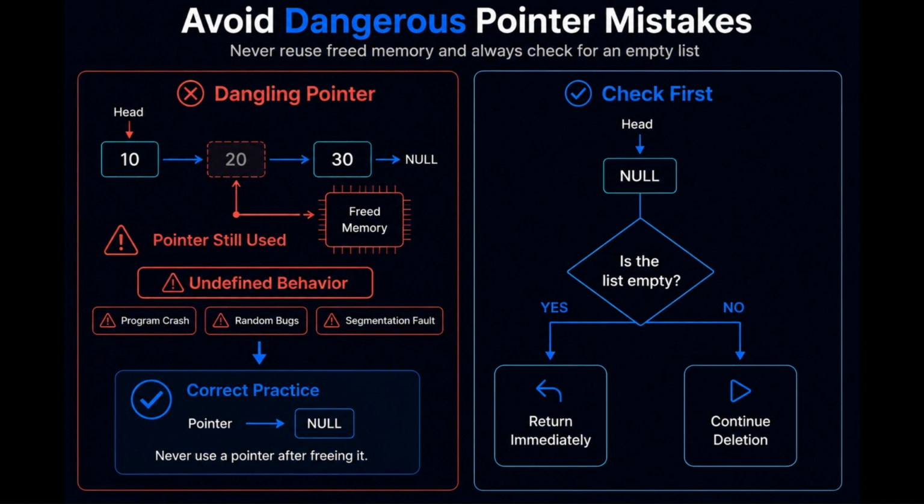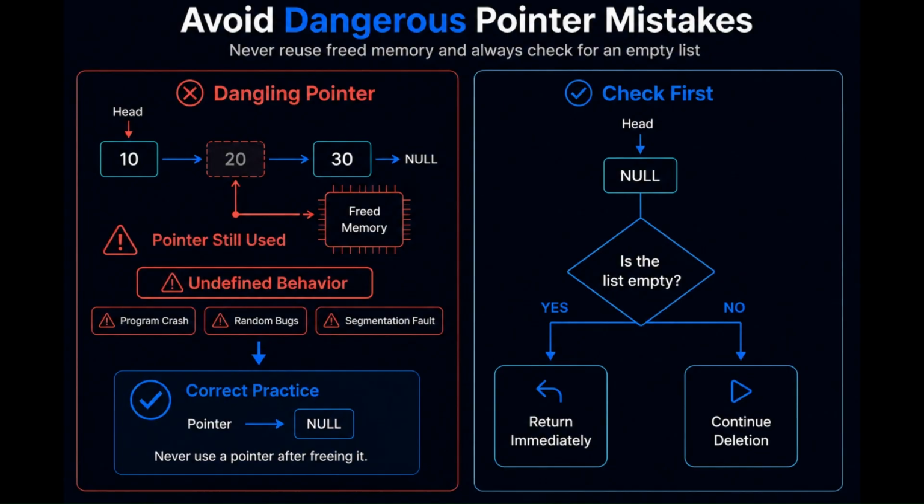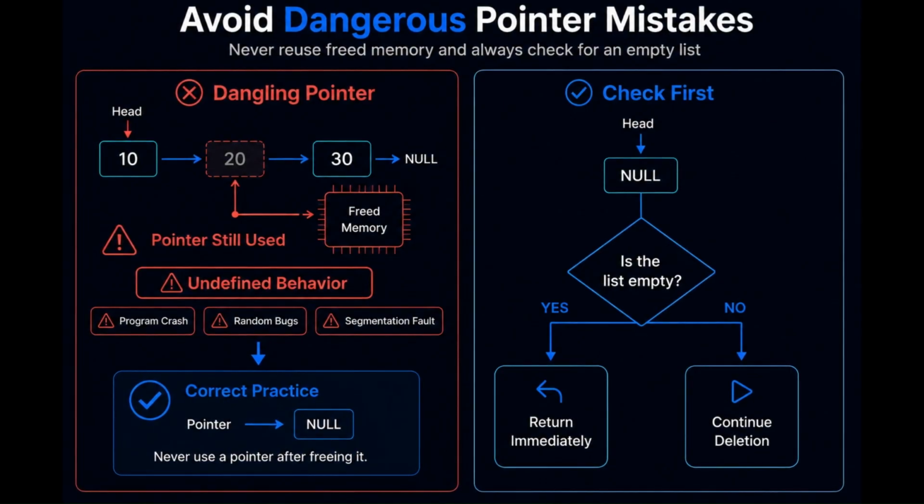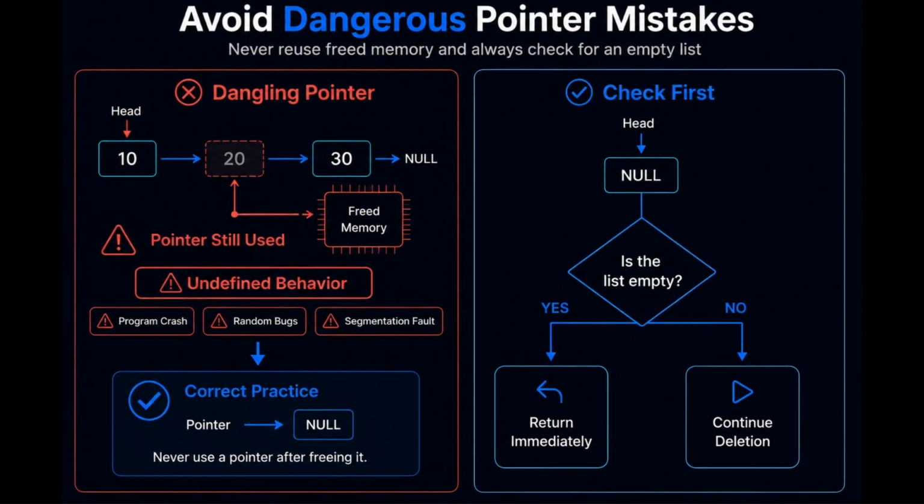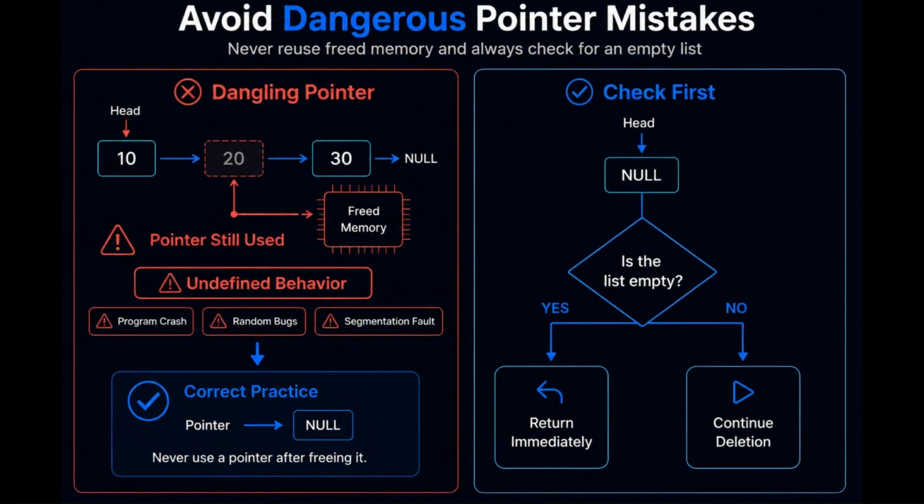That's why experienced programmers follow another simple rule. Once you've released a pointer, never use it again. Many developers even set that pointer to null immediately afterward. Doing so makes it obvious that the pointer no longer references valid memory and helps prevent accidental reuse.